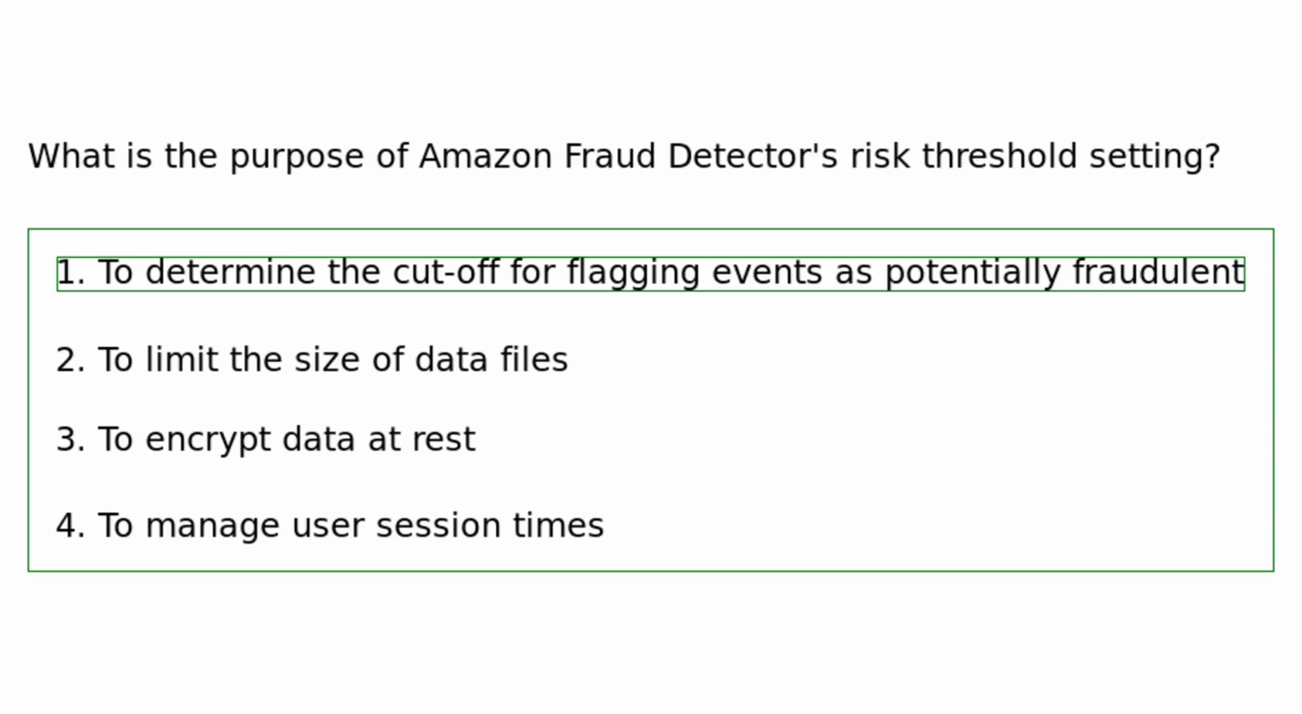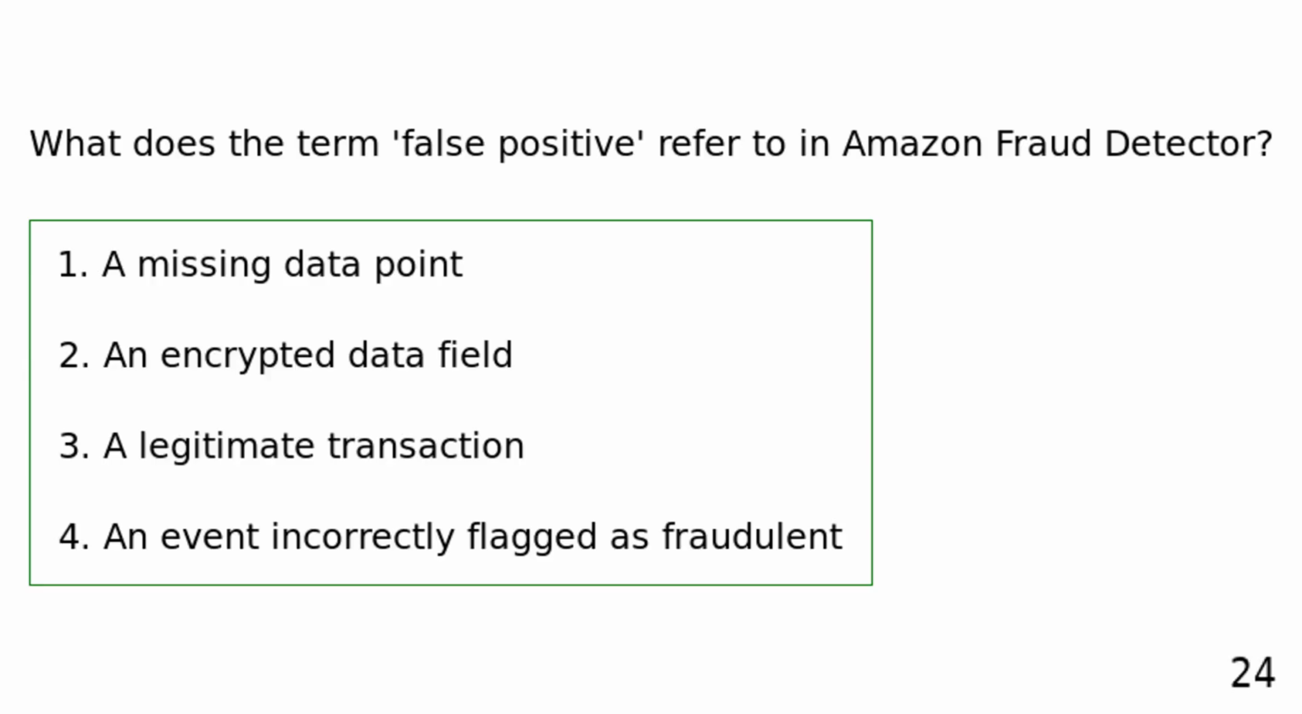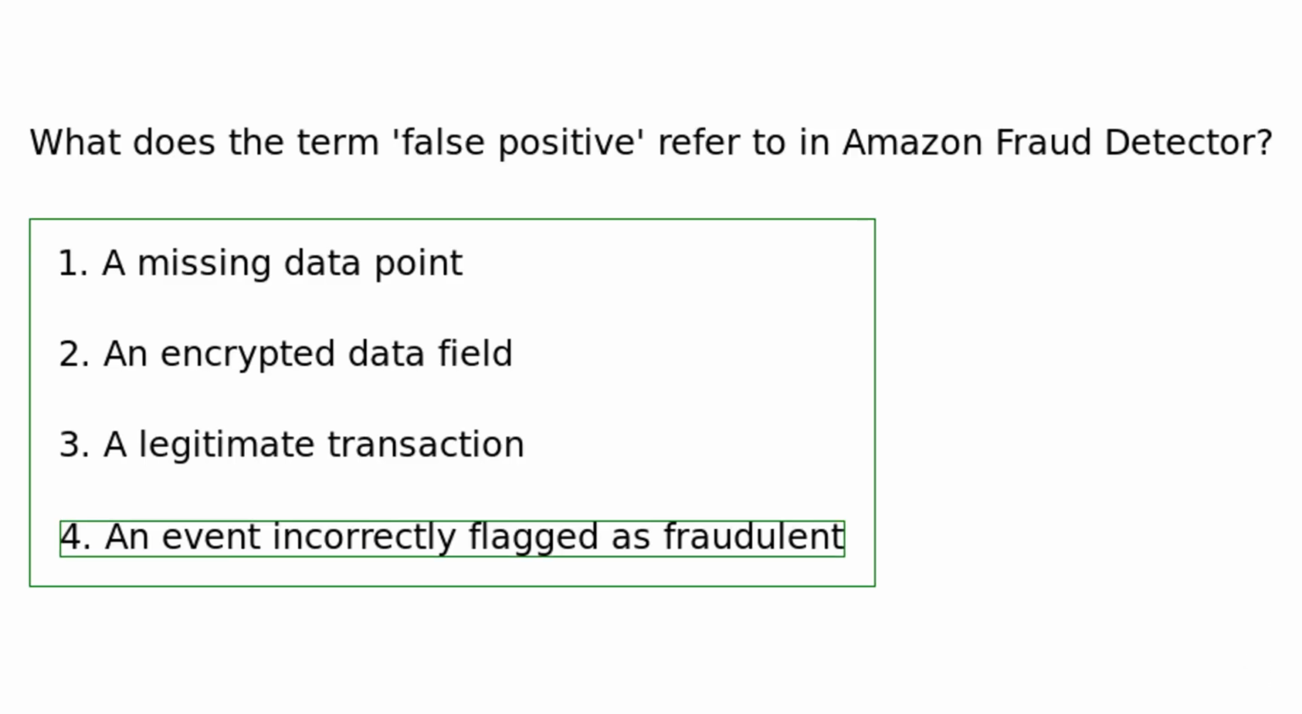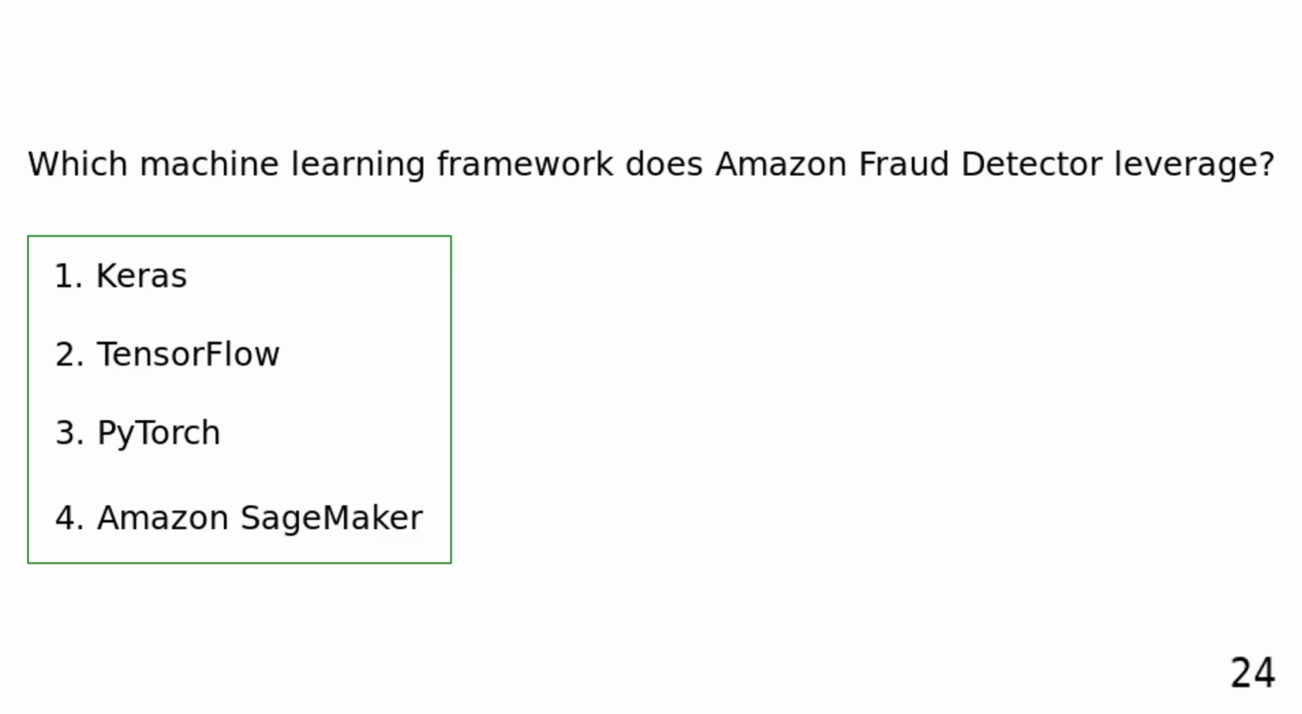as potentially fraudulent. What does the term false positive refer to in Amazon Fraud Detector? A missing data point. An encrypted data field. A legitimate transaction. An event incorrectly flagged as fraudulent. A false positive in Amazon Fraud Detector refers to an event that is incorrectly flagged as fraudulent when it is actually legitimate. Which machine learning framework does Amazon Fraud Detector leverage?